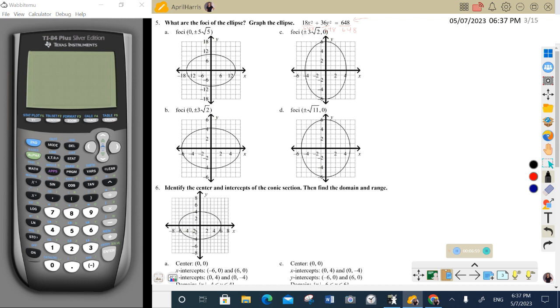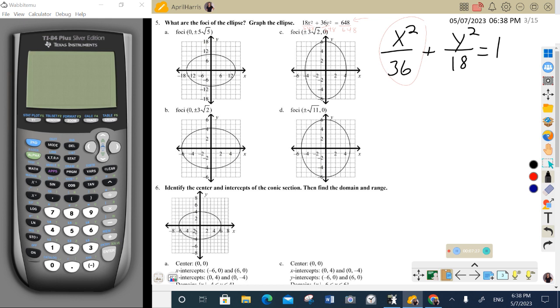So over here we got 648 divided by 18, I believe is 36. Let me double check that. Yep, so underneath the x we have 36, so we have x squared over 36. 648 divided by 36 is 18, so we have 18 under the y squared, and now we got it equals 1. So x is the major axis because it has the biggest number.